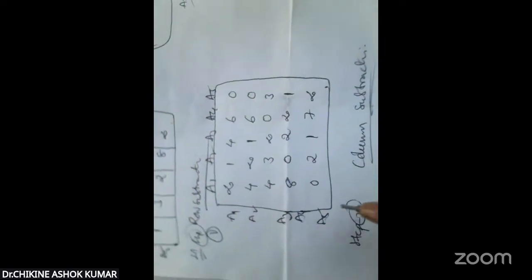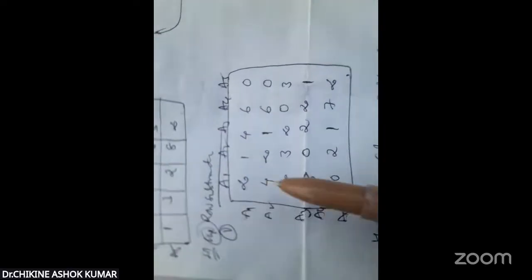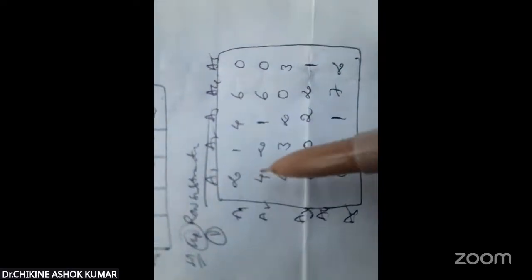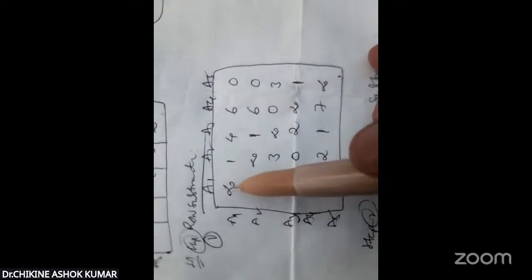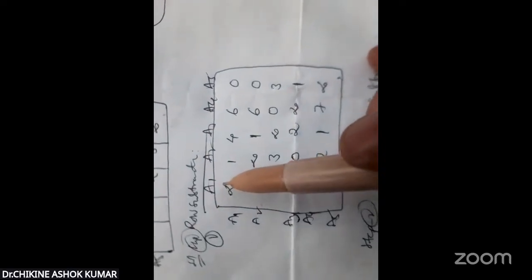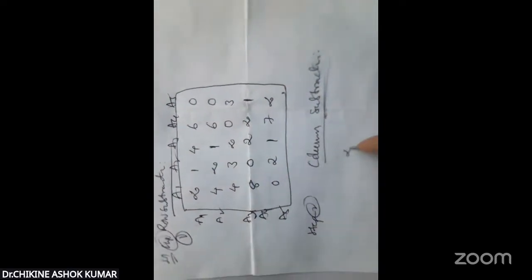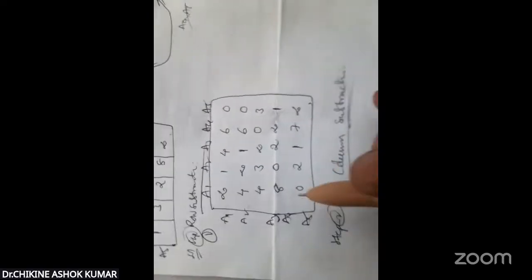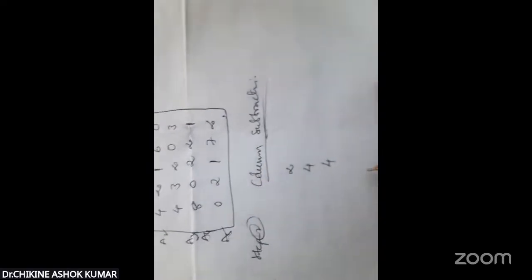So column subtraction means in each and every individual column, we have to select the least element and subtract that element from all the remaining elements in that corresponding column only. In the first column, 0 is the least, so subtracting 0 gives the same column here. Infinity minus 0, 4 minus 0, 4 minus 0, 8 minus 0, 0 minus 0.